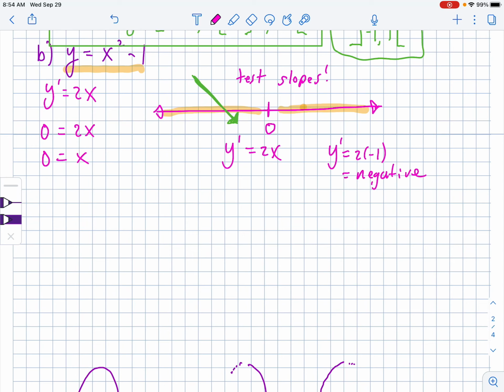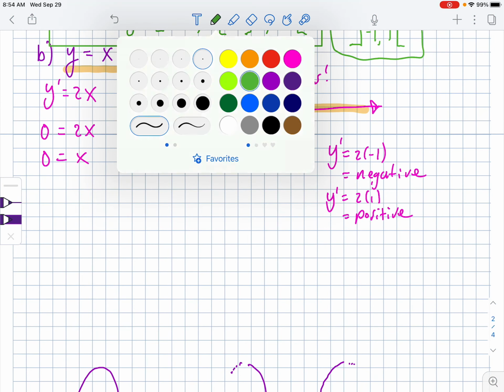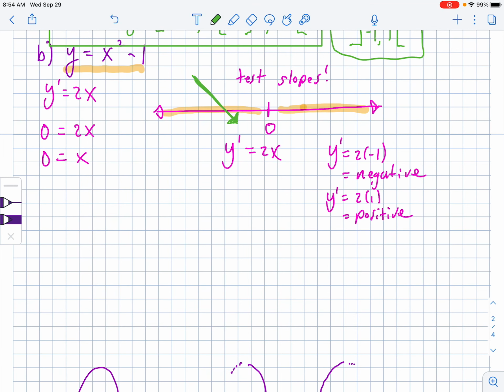And then if you plug in something to the right of 0, like a +1, that of course is a positive number, which means on the side where +1 lives, to the right of 0, it is going uphill. So all I did was pick a number from this zone, test it in the derivative. I got a negative, which means that's going downhill. Then I picked +1, put it in the derivative, got a positive, which means it's going uphill.